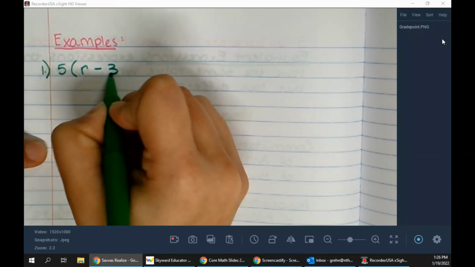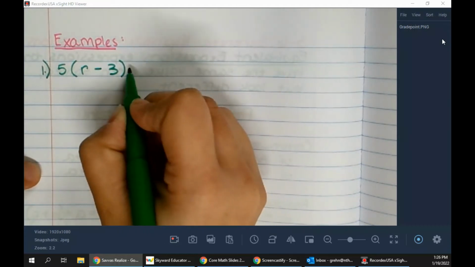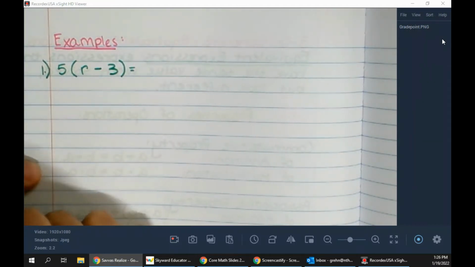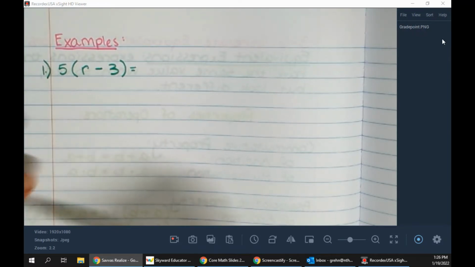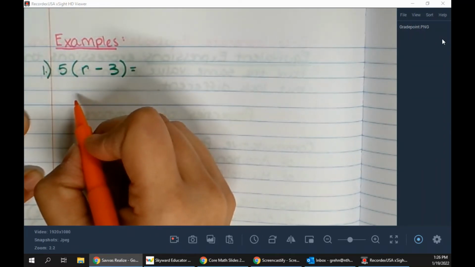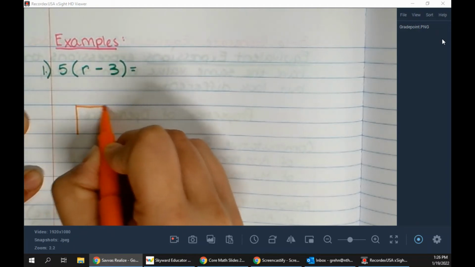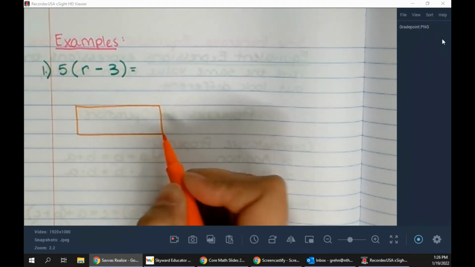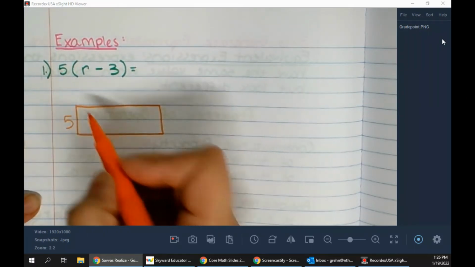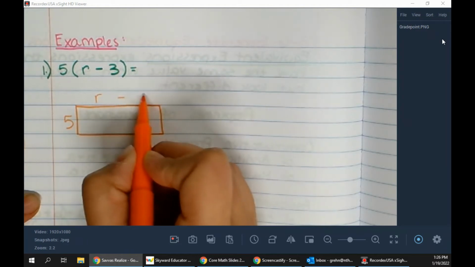So for example 1, we're going to start with the expression 5 times the quantity r minus 3. And what we want to do is use the distributive property to come up with an equivalent expression. So I'm going to start by using the area model. So I'm going to draw my rectangle. And just like before, the number outside the parentheses I'm going to drop down right here. And then r minus 3 will go up top.